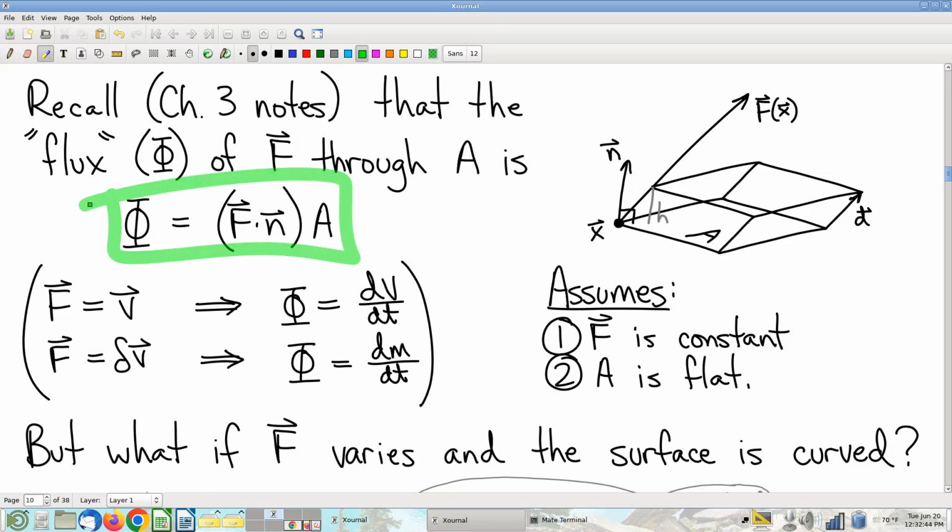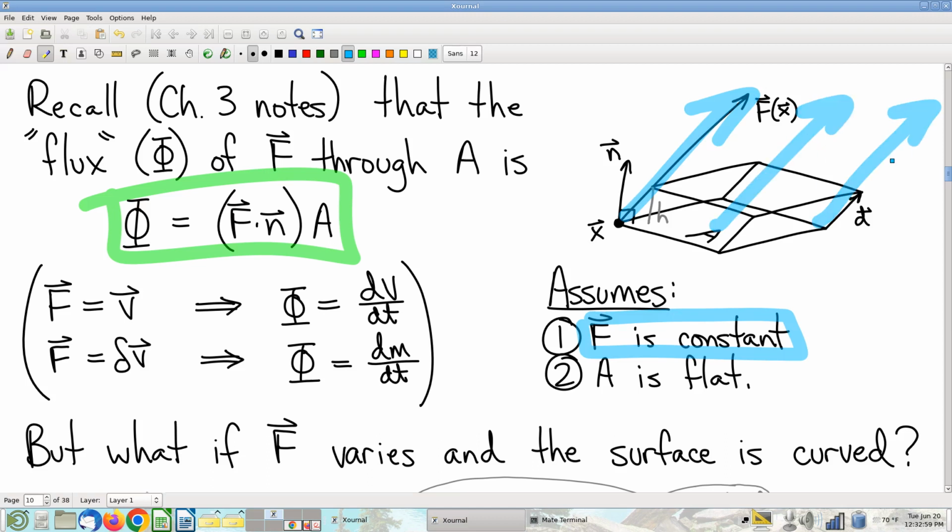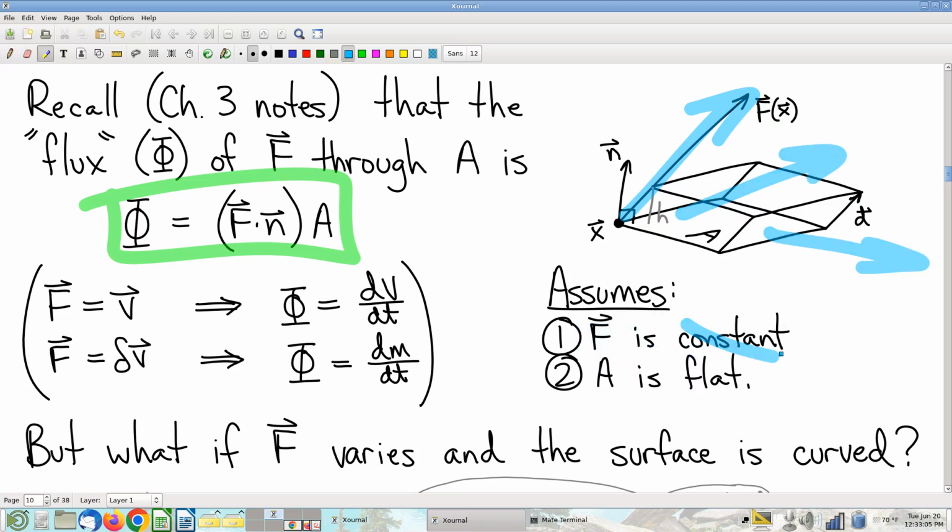All right, now we've got this formula. Bad news. This assumes certain things that are not always true. For example, it assumes that your vector field is constant, right? That it's exactly the same vector field everywhere on your surface. That's not always true. What if the vector field was like this? Now my vector field is not constant. And this formula does not apply. It doesn't even make any sense if you think about it.